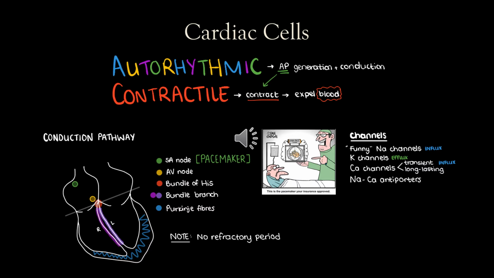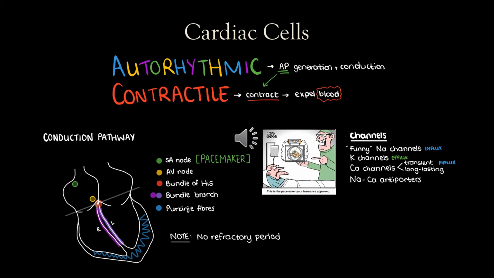The contractile cells are responsible for contracting, and when they contract in unison, they allow the chamber to which they belong to expel blood onto the next part of the system. The autorhythmic cells do not contract. However, they are still important because they can produce and conduct action potentials, which are needed to initiate contraction of the contractile cells. So they work together.